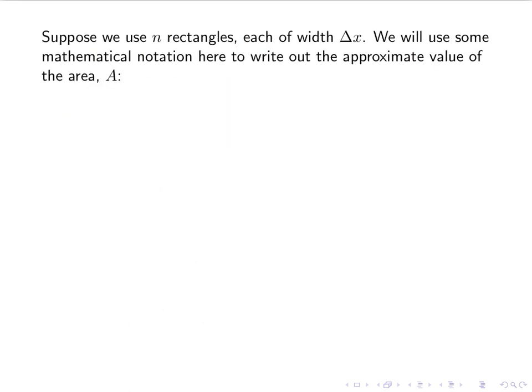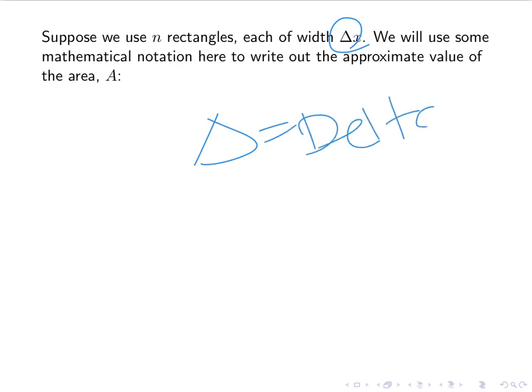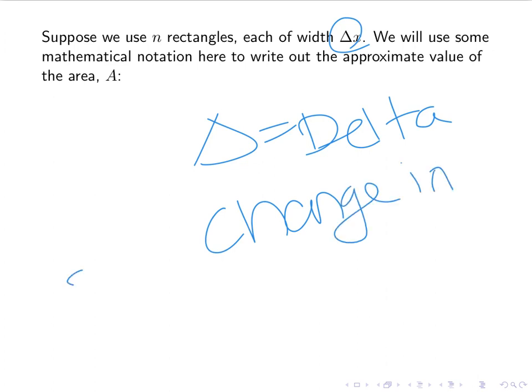So let's look at it a little more generically. Suppose we have n rectangles, each of width delta x. Remember, this triangle is the capital Greek letter delta, and it means a change in. Usually we use it to refer to a small change in, so it's a small change in x. x is 1/2, x is 1, x is 1/4, x is 1/8, x is 0.002, some small change in x.